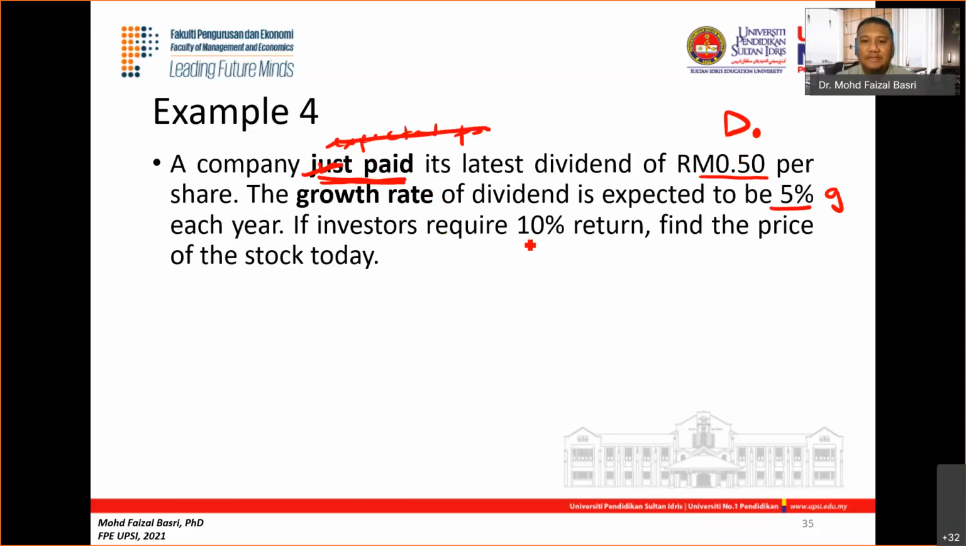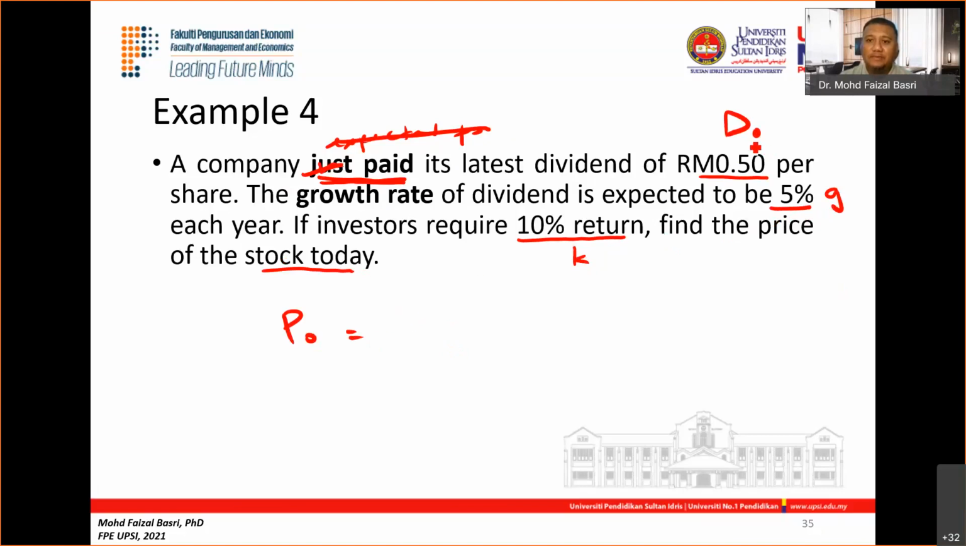So this is our G, the growth rate. The required rate of return is 10%, so this is our K. And look, the K must be higher than the G. Find the price of the stock today. So technically, find the P0.